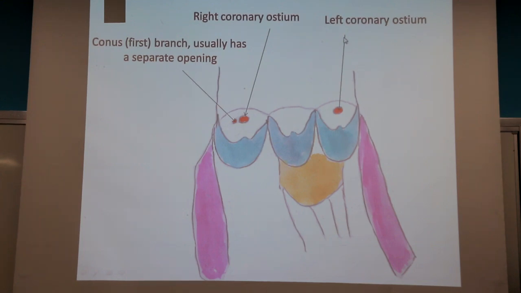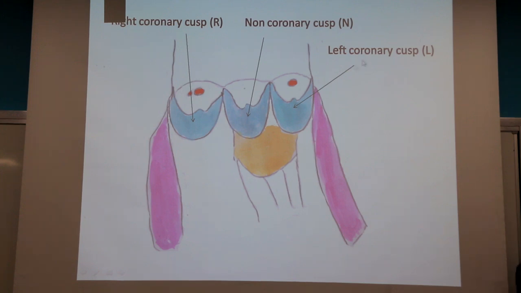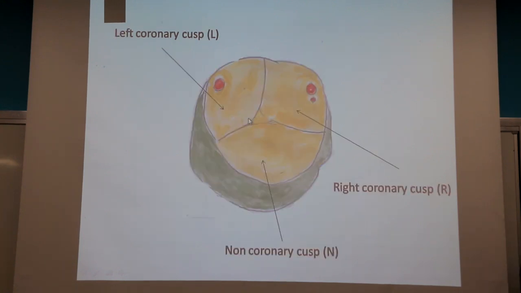And here is the left coronary ostium and the right coronary ostium, and in maybe 70% of the population, the conus branch has a separate opening, the first branch of the right coronary. So here is the right coronary cusp, here is the left coronary cusp, and here is the non-coronary cusp. Again, here is the non-coronary with no coronary ostia. Here is the left coronary cusp, the right coronary cusp.